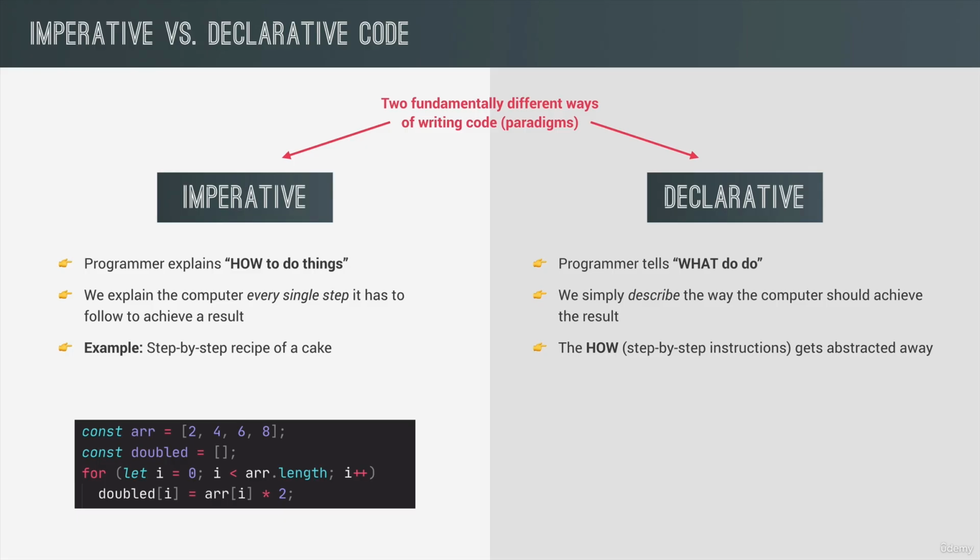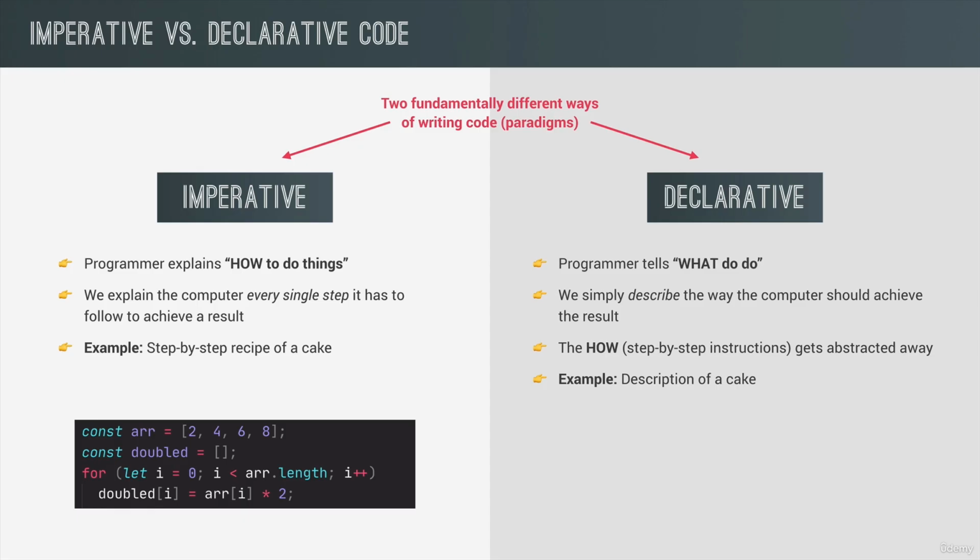And going back to our cake example here, the declarative way of instructing someone to bake the cake would be to simply describe that cake to the person, and then the person would have to come up with the step-by-step recipe on their own. So simply describing the task and the result that should be achieved is the declarative way of doing it. All right.